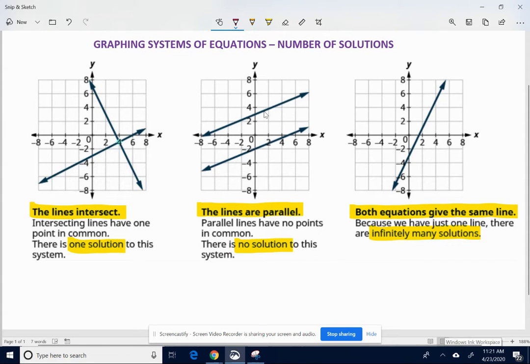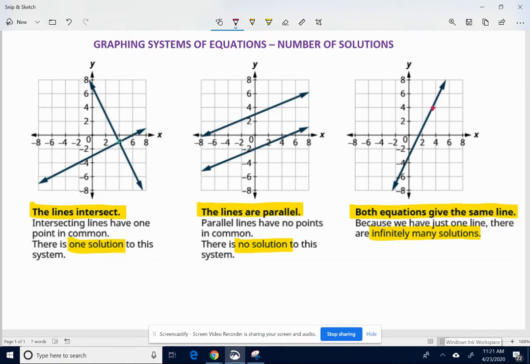If the two lines never intersect because they're parallel, there is no solution to that system of equations. If they never cross, there's no point that would be considered the solution to the problem. There's a third situation we didn't talk about this year. If you graph both lines and they end up being exactly the same line, there's infinitely many solutions to the problem.